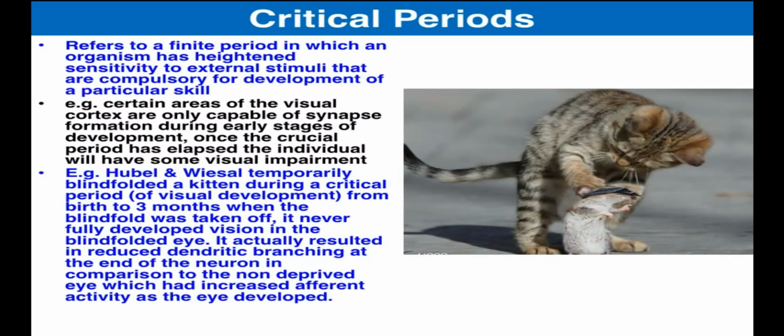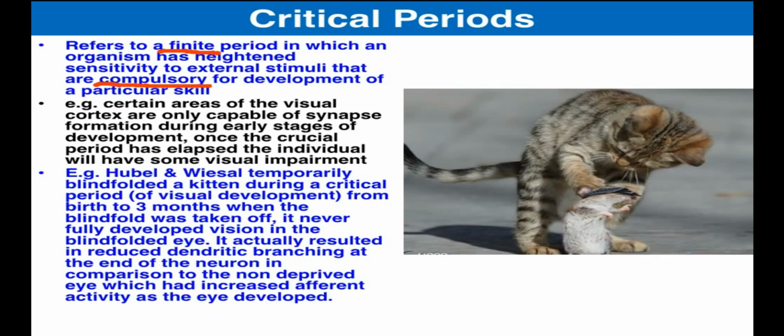Critical periods, on the other hand, are finite periods in which an organism has heightened sensitivity to external stimuli that is compulsory for the development of a particular skill. For instance, certain areas of the visual cortex are only capable of synapse formation during the early stages of development, and once the critical period has elapsed, the individual will have some visual impairment if they're not exposed to that visual stimuli during the critical period.